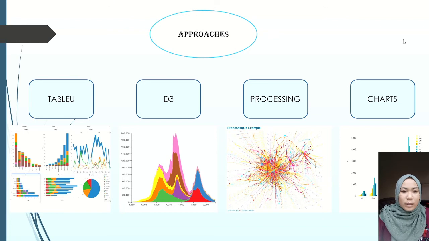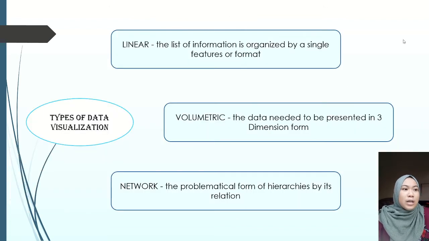Next, I have the types of data. I have 3 types that I chose to put into my short paper, which I would like to review: linear data visualization, volumetric data visualization, and also network data visualization. As you can see here, linear data visualization is a list of information organized by a single feature or format, for example something that is organized in alphabetical order.